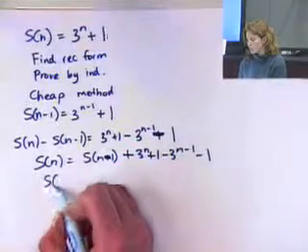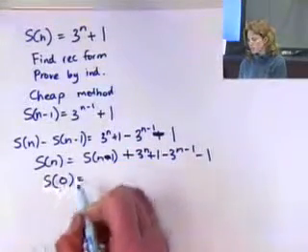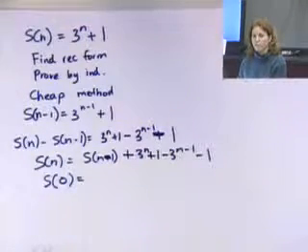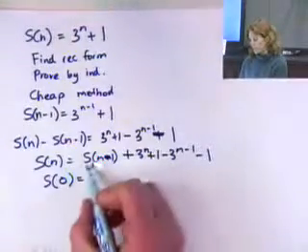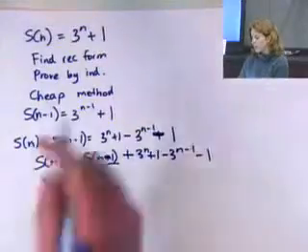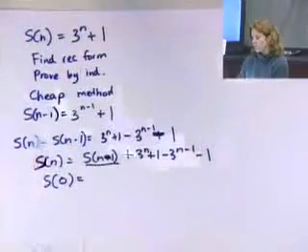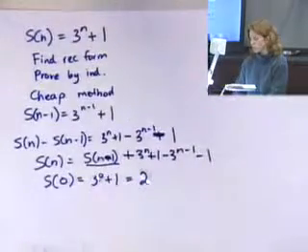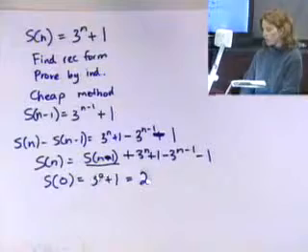So then I have to do a basis, and how many points do I need in my basis based on this recursive formula? I need just one, because I look back one. So I have one previous term here. So I can define S of 0 using the closed form definition. That's equal to 3 to the 0 plus 1, which is equal to 2. So now we have a recursive definition.